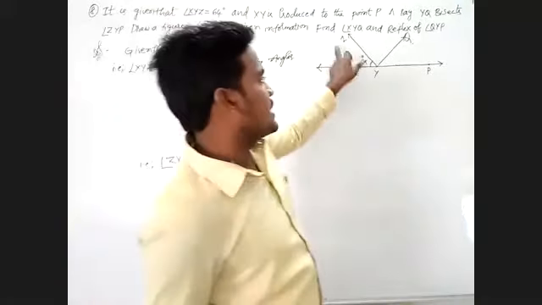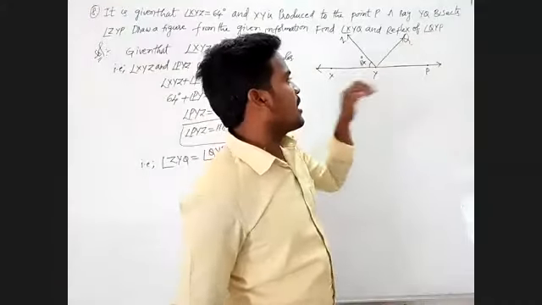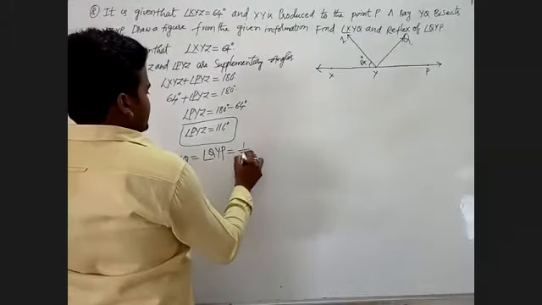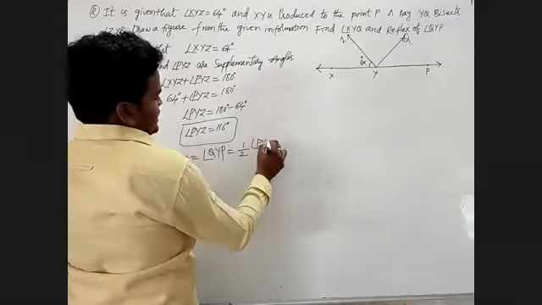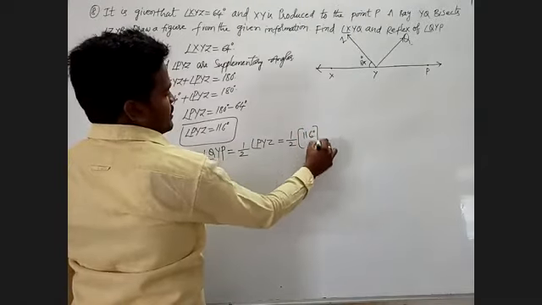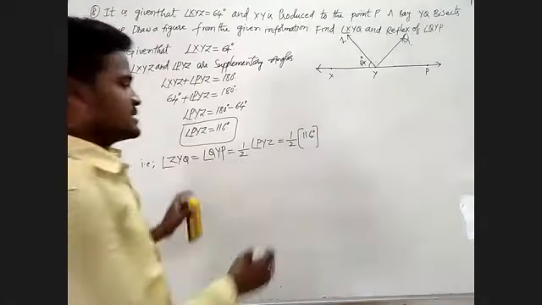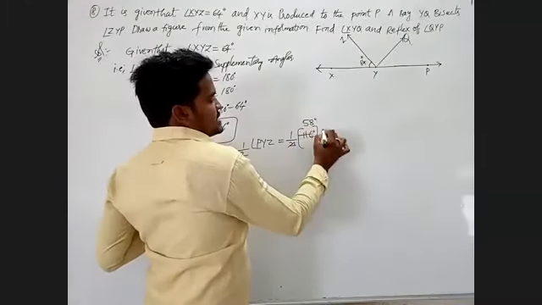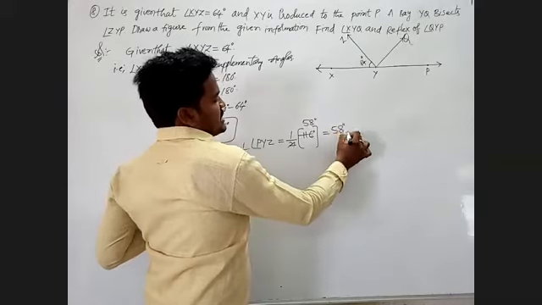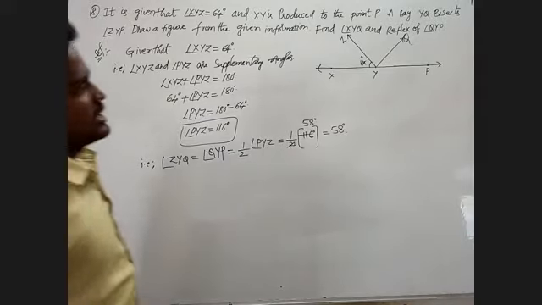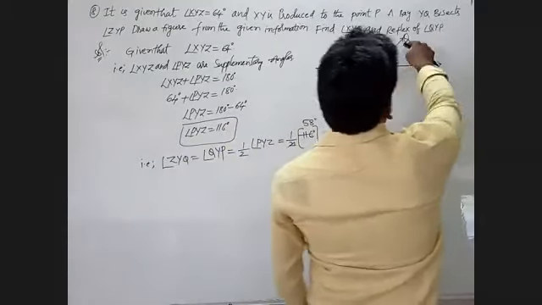Okay, angle ZYQ and angle QYB are parts of angle ZYB, that is angle PYZ, right. What about the value of angle QYZ here? Angle QYZ is 116 degrees, that is 58 degrees we will take. After that, we will finally find angle XYQ.